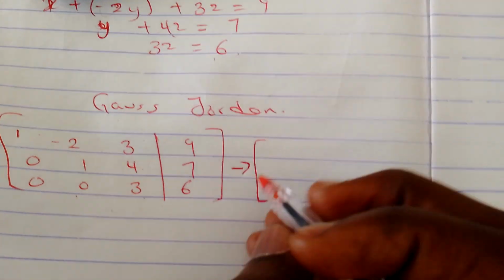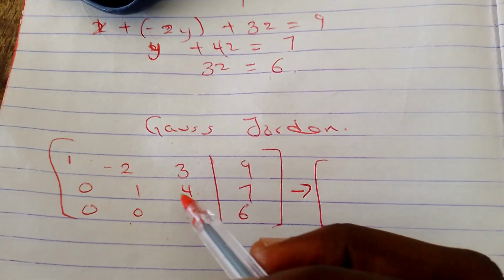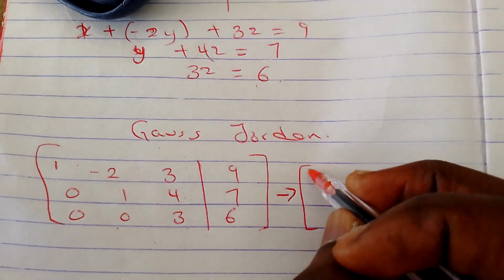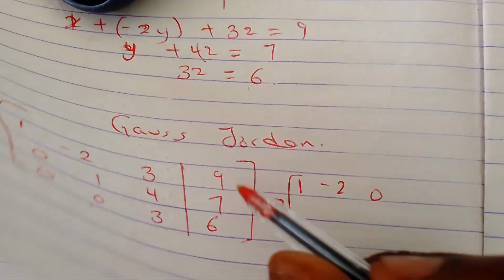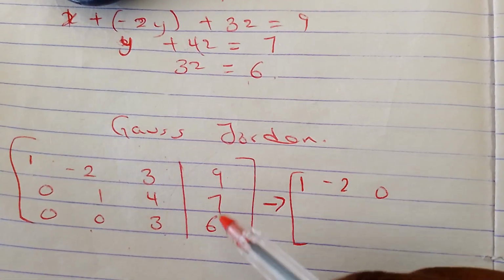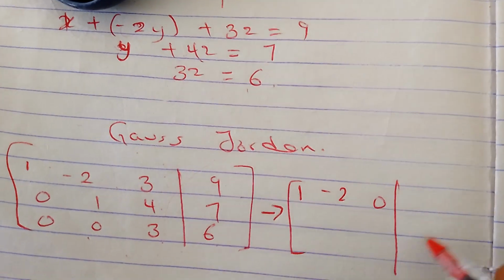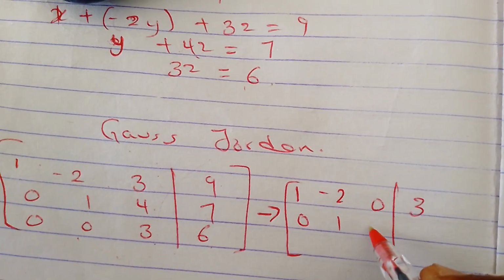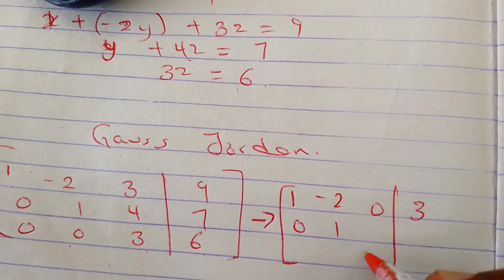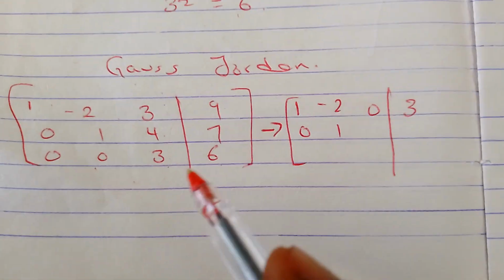So let's do that. So we have 1 minus 0. That gives us 1. Negative 2. That gives us 0. Okay. And then 9 minus this. That gives us 3. And 0. You can maintain this one, or you can also reduce it. Okay, so let's reduce that too.